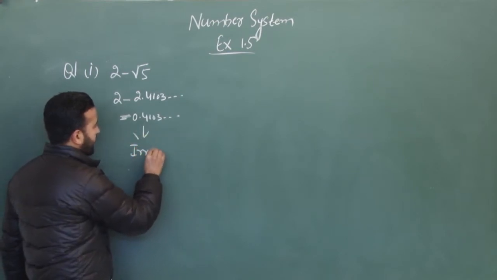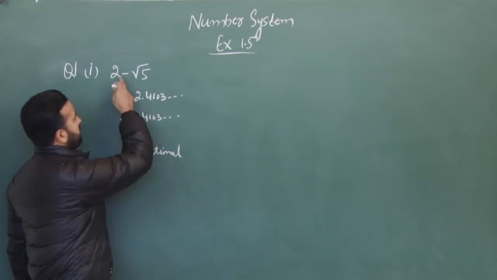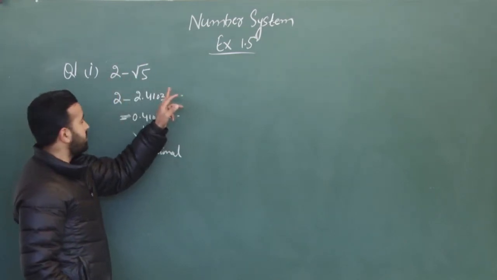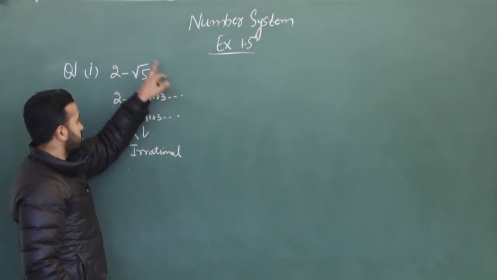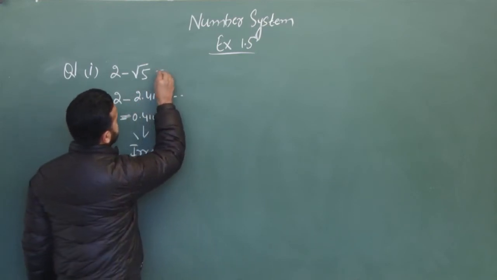So what is the net result of the number 2 minus root 5? Rational subtracted with irrational. So this is always an irrational number. So we can say this is an irrational number.